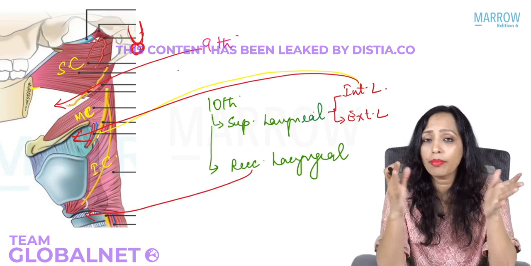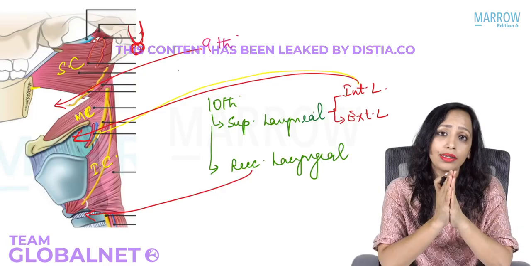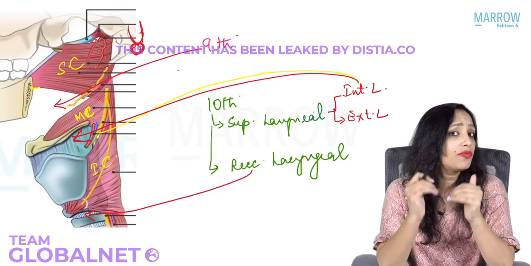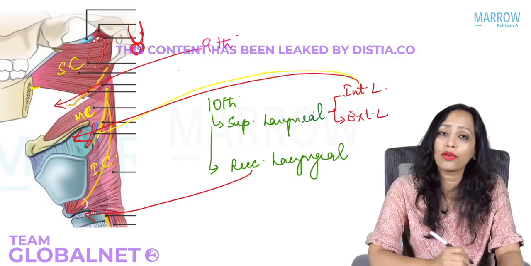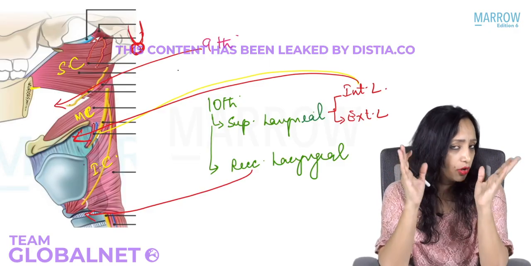So immediately, how you can remember is that the muscle at the level of the larynx, at the level of the hypopharynx, is which muscle? Superior, middle or inferior constrictor? Inferior constrictor. Inferior constrictor is attached to the thyroid. So the inferior constrictor is the muscle at the level of the larynx.